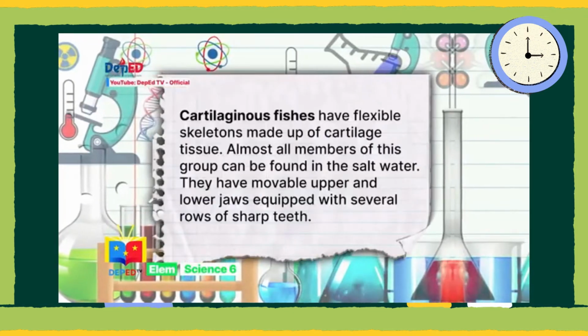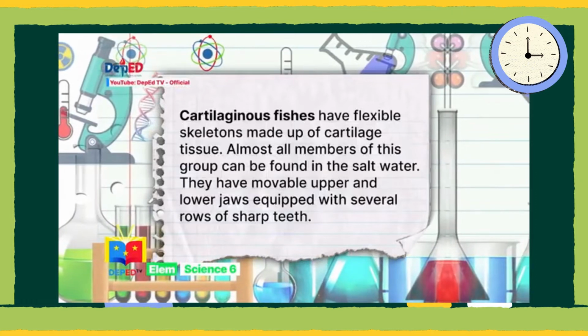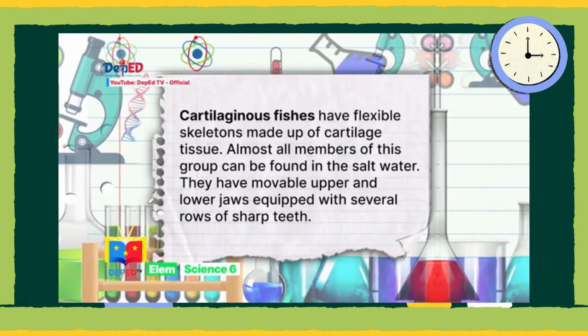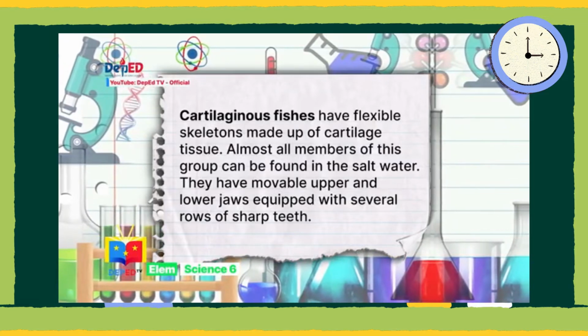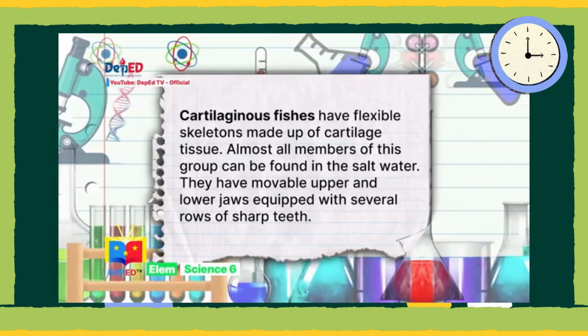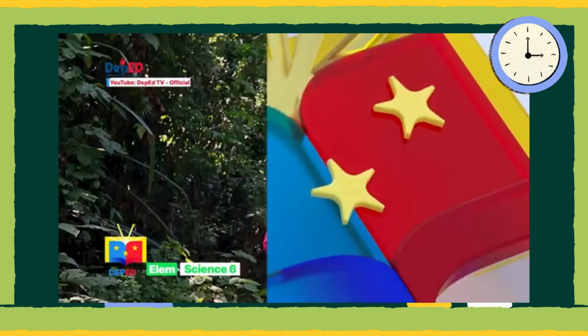Cartilaginous fishes have flexible skeletons made up of cartilage tissue. Almost all members of this group can be found in the salt water. They have movable upper and lower jaws equipped with several rows of sharp teeth. Examples of cartilaginous fishes are shark, stingray, and skate.